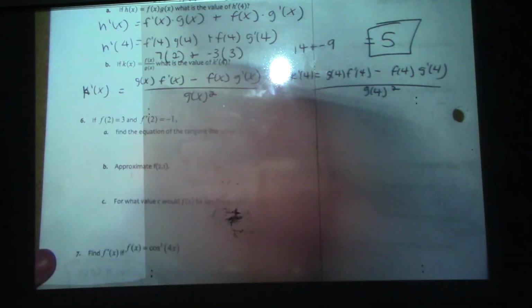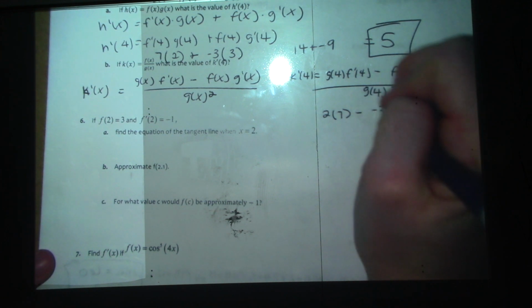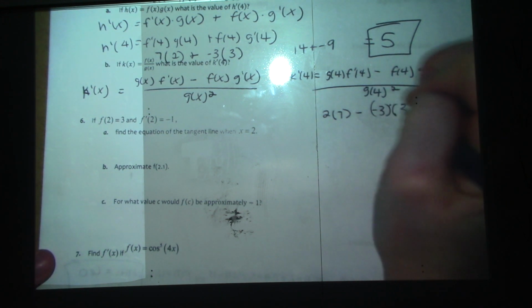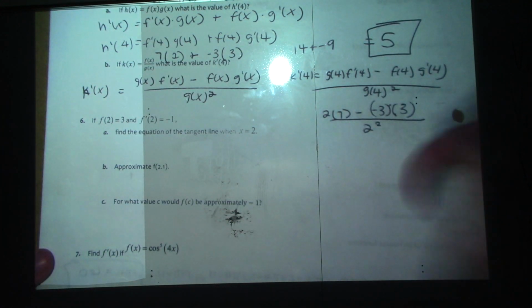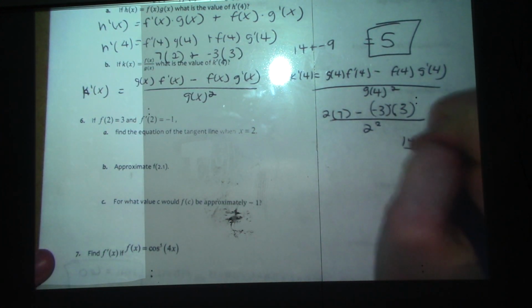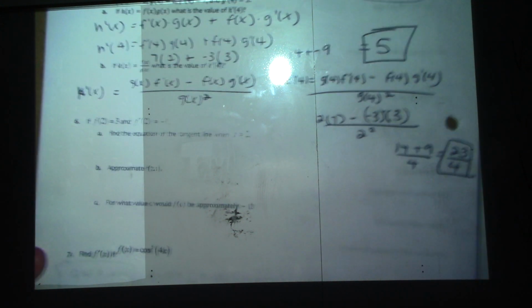G of 4 is 2, f prime of 4 is 7, minus f of 4 is negative 3, times g prime of 4, positive 3, all over g of 4, which is 2, but that gets squared. So that's 14 plus 9 over 4. 14 plus 9 is 23. So then your answer is 23 over 4.